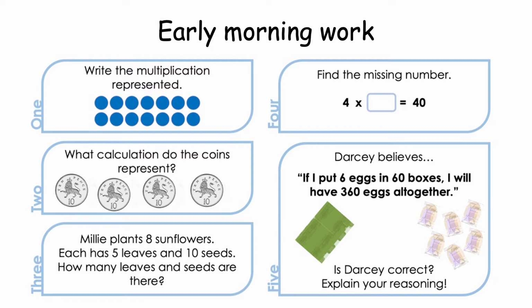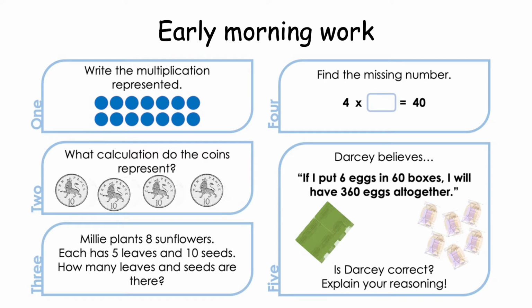Okay, welcome back. Number 1, write the multiplication represented. I've got 7 circles along and 2 down, so 7 lots of 2. 7 times 2 is 14. Number 2, what calculation do the coins represent? There are 4 coins and each one represents 10 pence. So 4 multiplied by 10 equals 40, or 4 multiplied by 10 pence equals 40 pence.